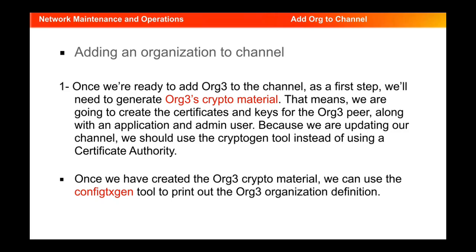So once we are ready to add organization 3 to the channel, as a first step, we need to generate organization 3 crypto material. That means we are going to create the certificates and keys for the organization 3 peer along with the application and admin user. Because we are updating our channel, we should use the cryptogen tool instead of using a certification authority.